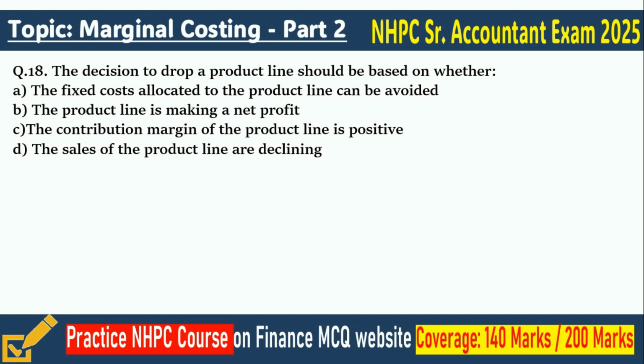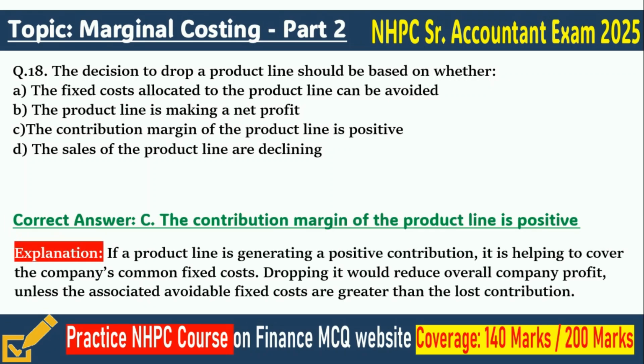You will get to know that the correct answer is option C, the contribution margin of the product line is positive. So, friends, if a product line is generating a positive contribution, it is helping to cover the company's common fixed cost. Dropping it would reduce overall company profit, unless the associated avoidable fixed costs are greater than the lost contribution.